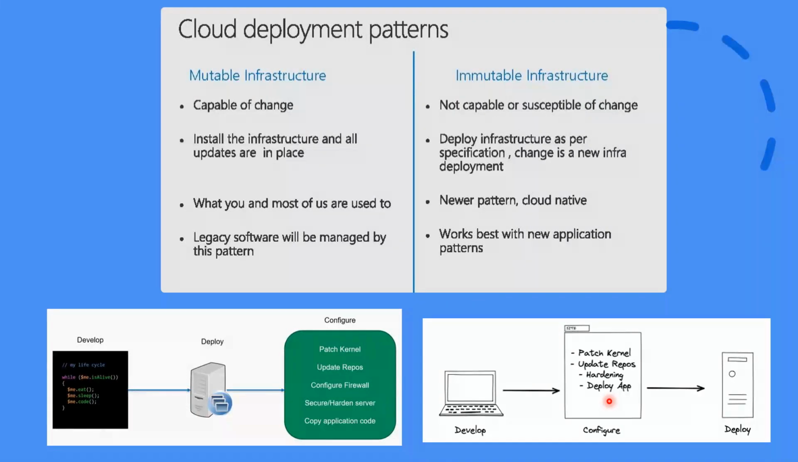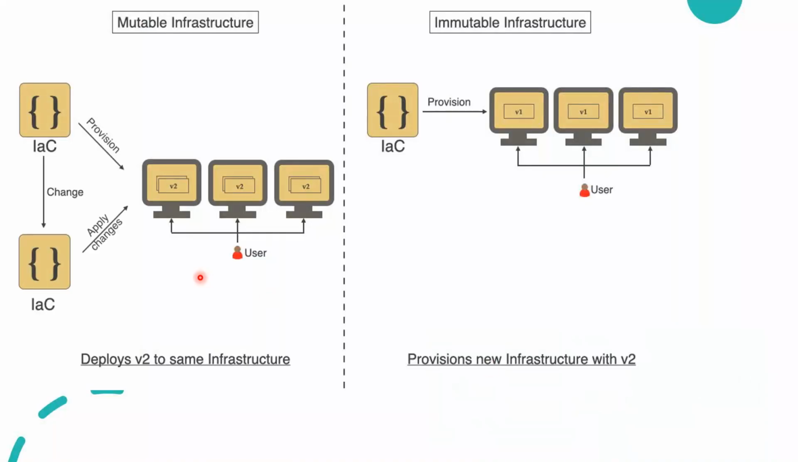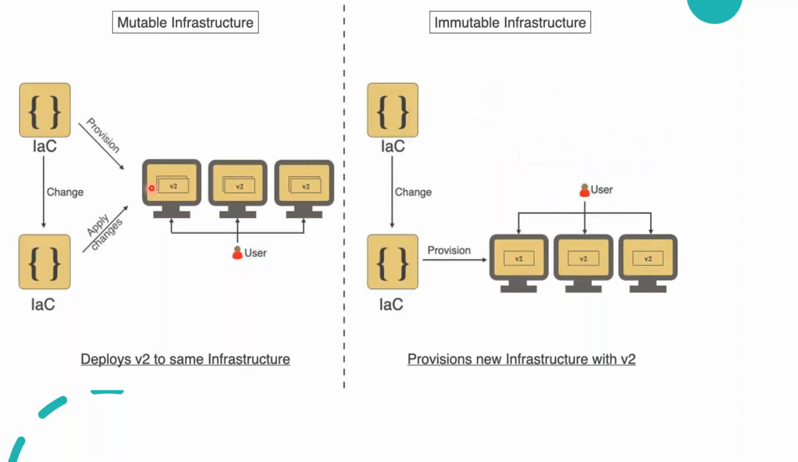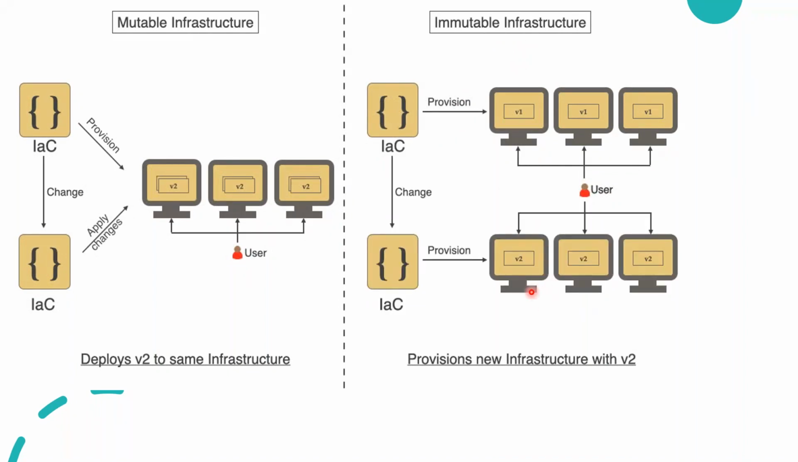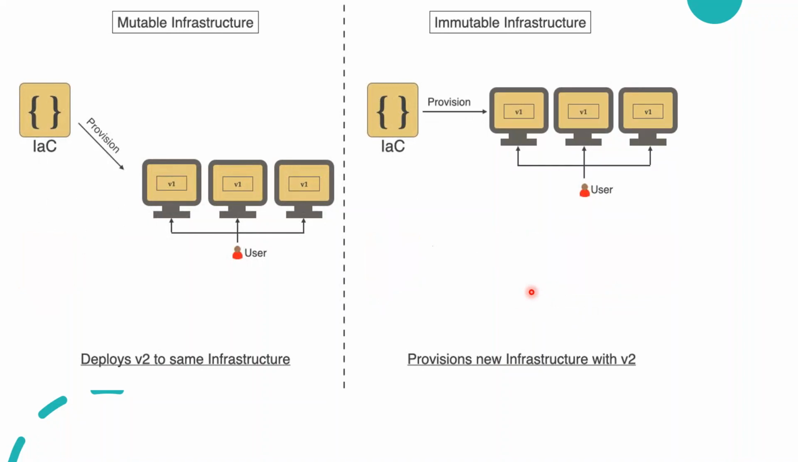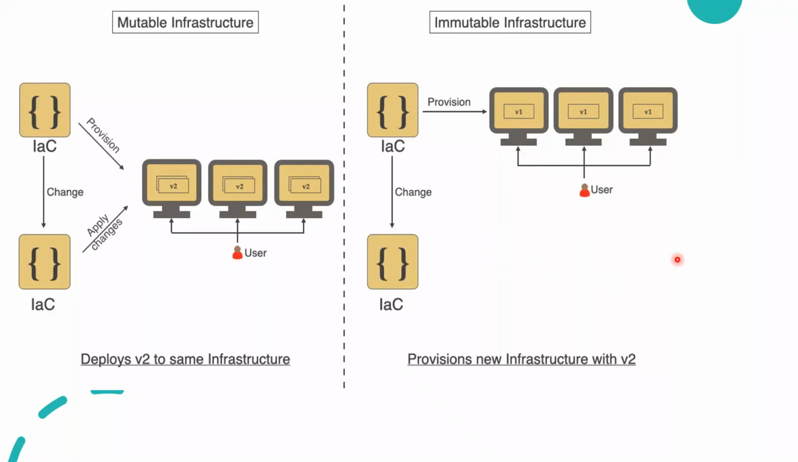So if you look at here, earlier we used to do an in-place upgrade or in-place update of the application on the same set of hardware. But now in immutable infrastructure, we deploy the newer version on a completely new set of systems. So which makes our system free from, it is like all the systems will be consistent.